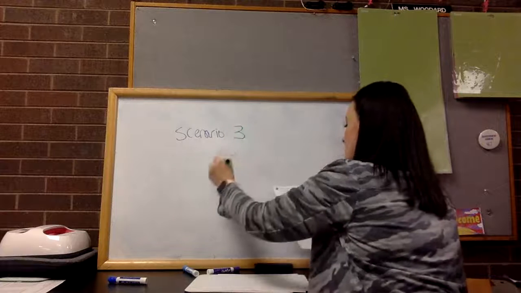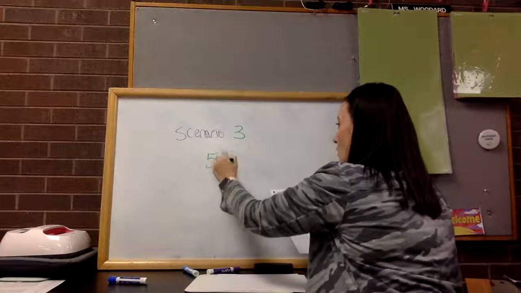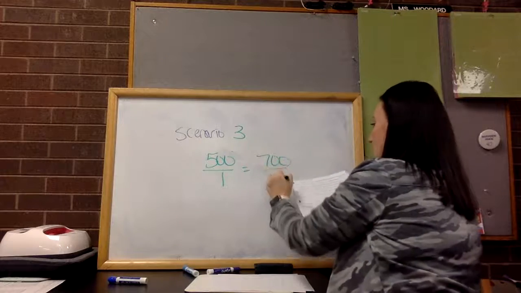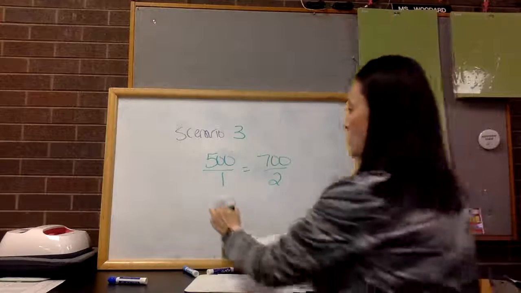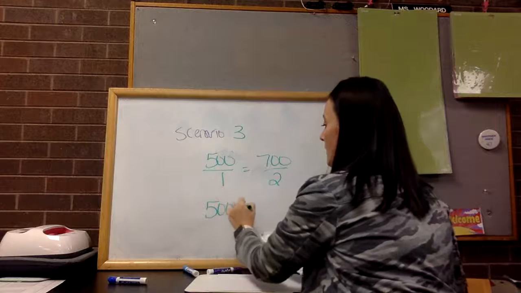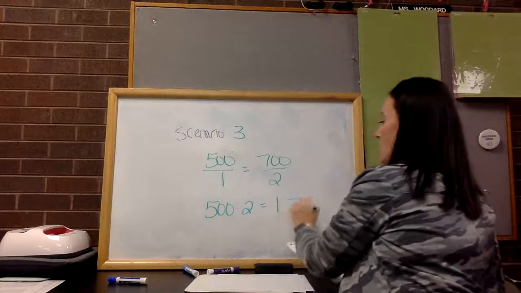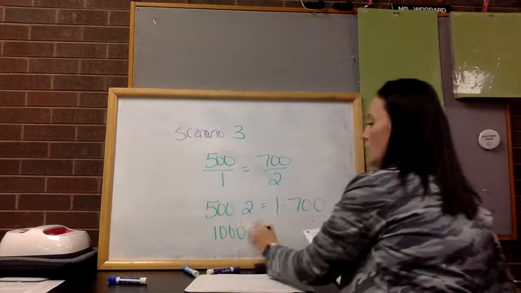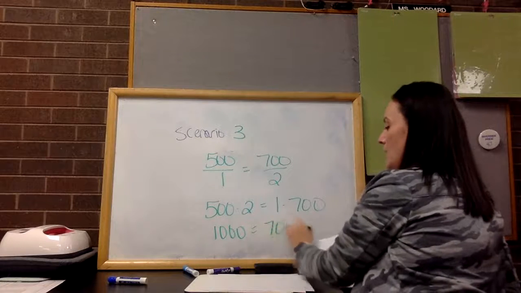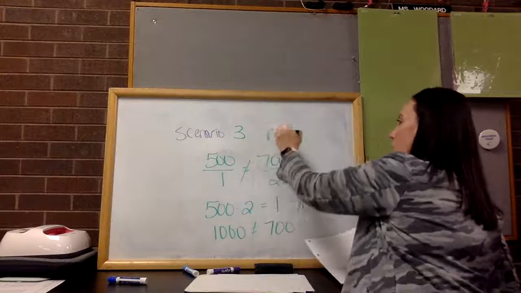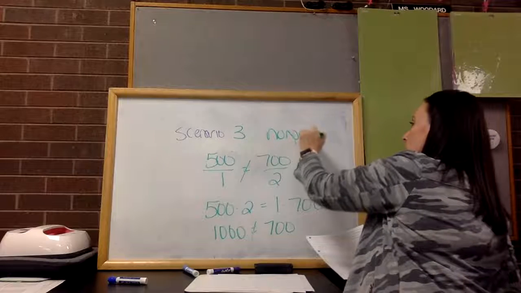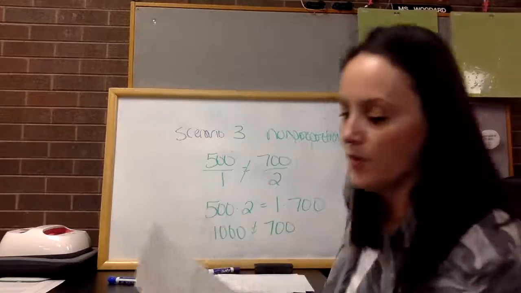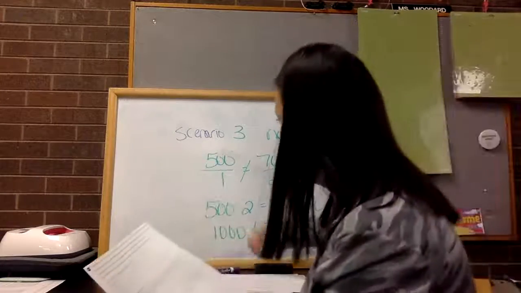Scenario 3 says Messi typed 500 words on 1 sheet of paper. He also typed 700 words on 2 sheets of paper. Are those proportional? 500 times 2, does that equal 1 times 700? 5 times 2 is 10. Add the 2 zeros, so I got 1,000. Equals 700? No, non-proportional. So you guys should say scenario 1 is proportional, and scenarios 2 and 3 are non-proportional.